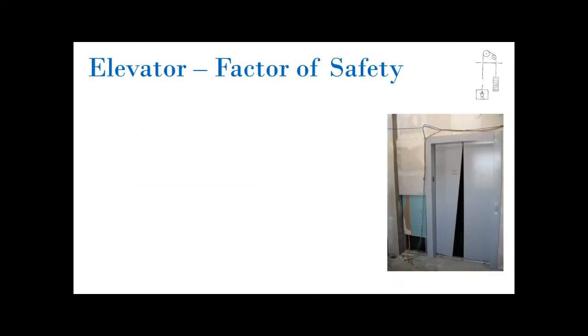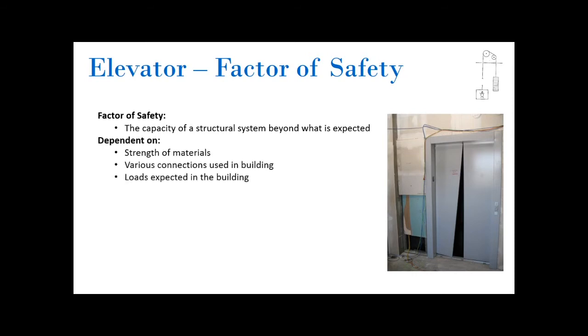When it comes to egress systems, safety is a very important issue since they are the primary systems used for emergency evacuation. To assess safety from a designer's perspective, the term factor of safety is used to describe the capacity of a structural system beyond what is expected. The factor of safety is therefore dependent on the strength of the materials and the various connections used in the building, as well as the loads expected in the building.